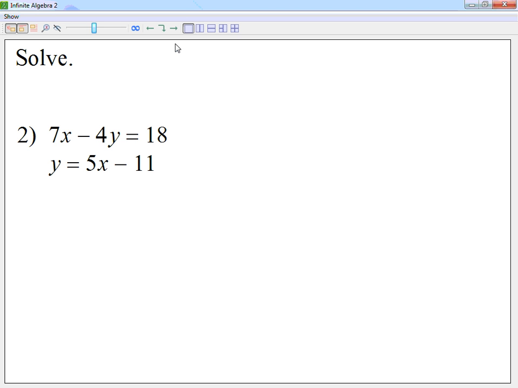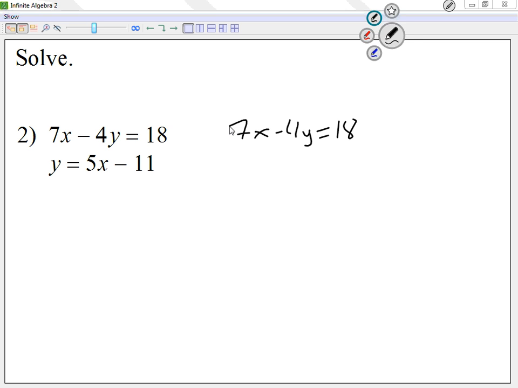For elimination, I need x and y to be on the same side. So let me copy my first equation as it is: 7x minus 4y equals 18. The second equation, let me move the 5x. Don't forget to switch the sign. So let me write that as negative 5x plus y is equal to negative 11. Every time you move it from one side to the other, you switch the sign. Remember, I want x and y on the same side. That's why I moved it for elimination.